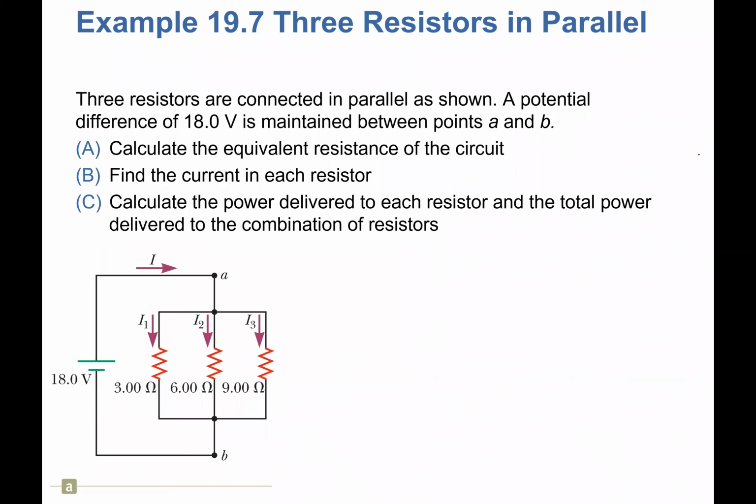All right, so let's solve some problems. Three resistors are connected in parallel as shown. A potential difference of 18 volts is maintained between points A and B. Calculate the equivalent resistance of the circuit. Then find the current in each resistor and calculate the power delivered to each resistor and the total power delivered to the combination of resistors.